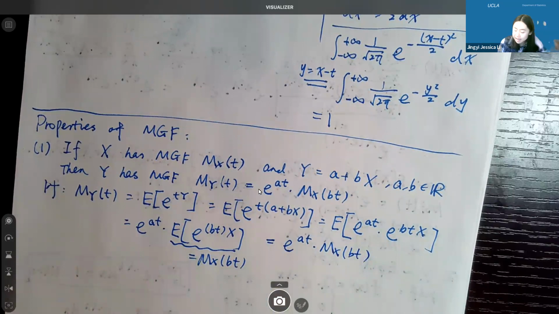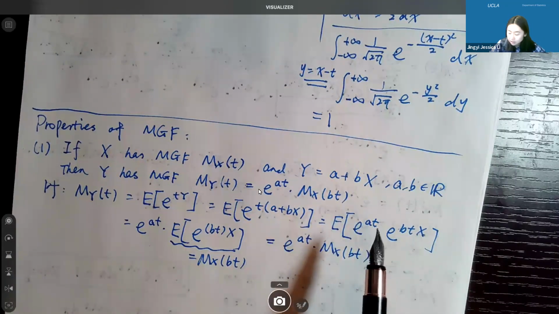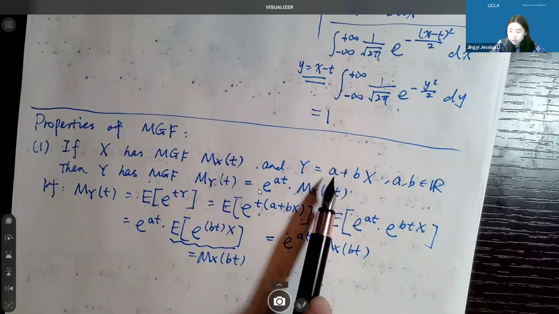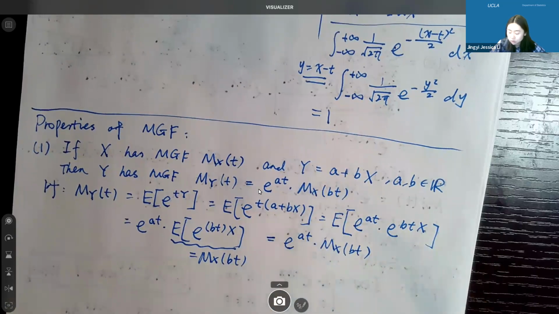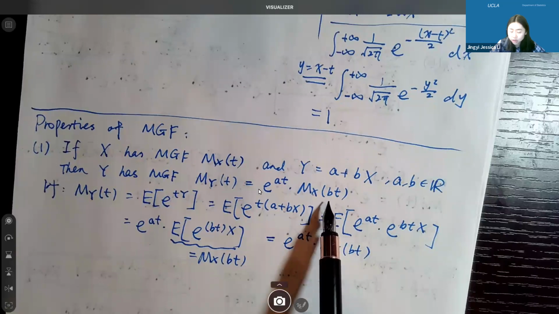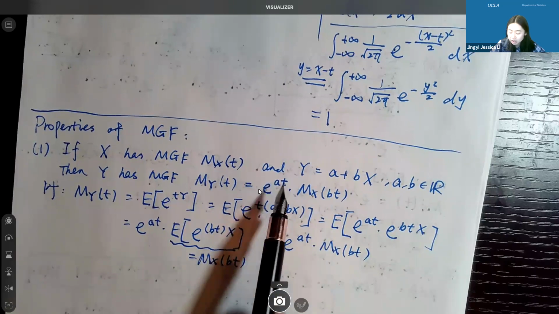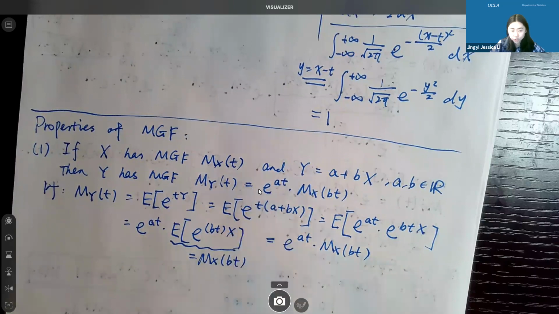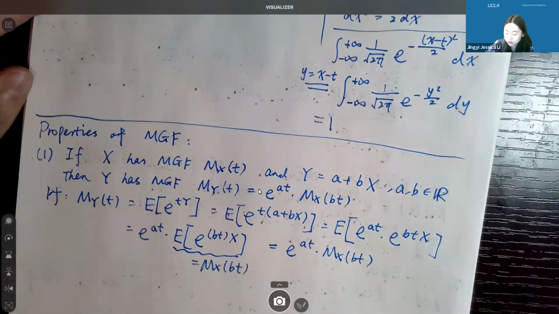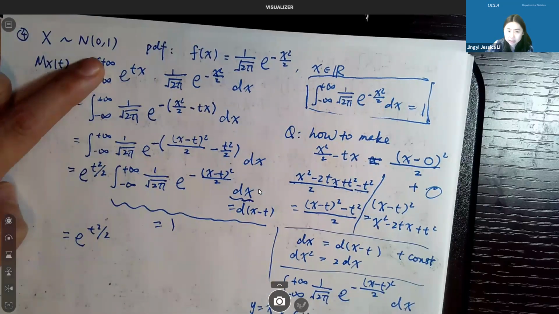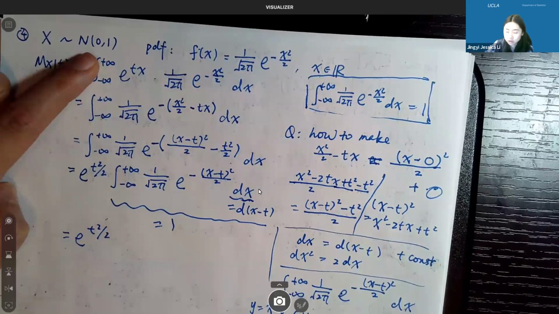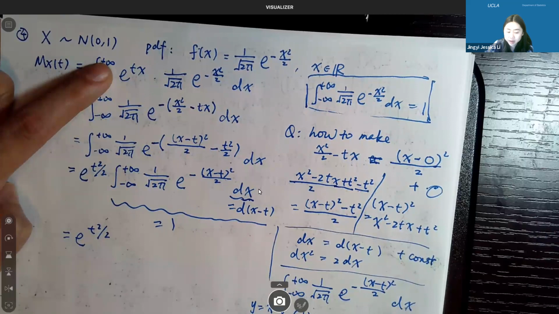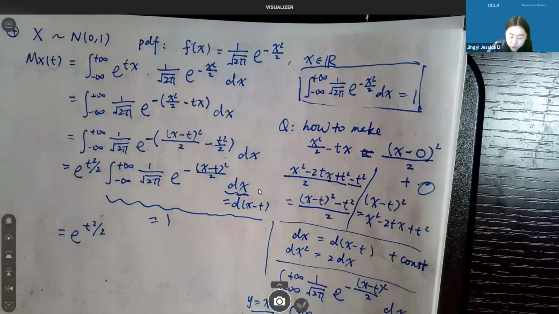Right, so this property says that for this linear transformation, let's call b a slope and a an intercept. So for the moment generating function, you just put the slope inside the MGF and you put the intercept in this exponential form outside of the moment generating function. So with this property, we can actually derive the moment generating function for any normal variable, not necessarily standard normal. So we can make the mean be general, not zero, but mu, and the variance be general, not just one, but sigma squared. And then we can still directly apply the moment generating function here.